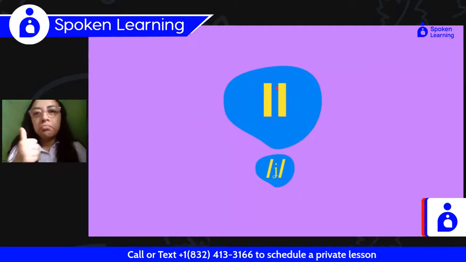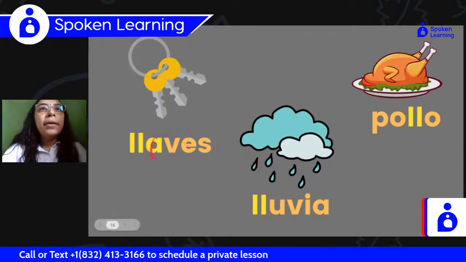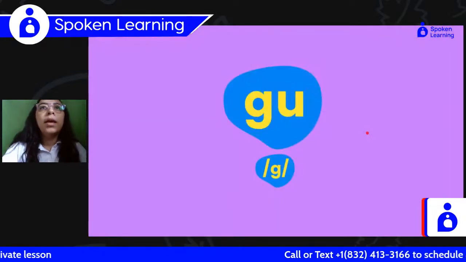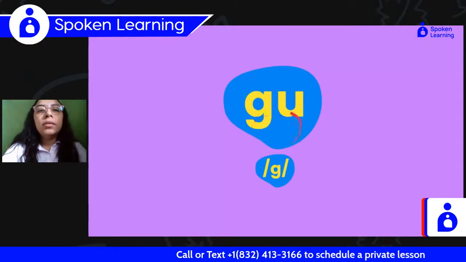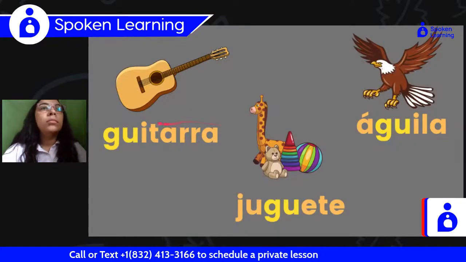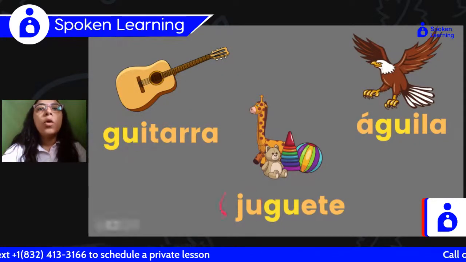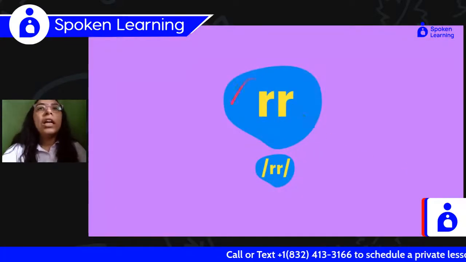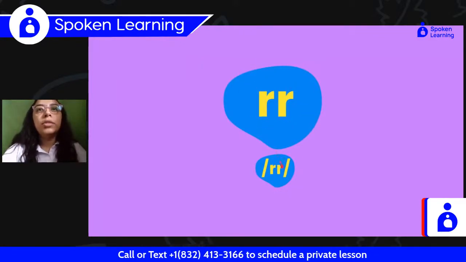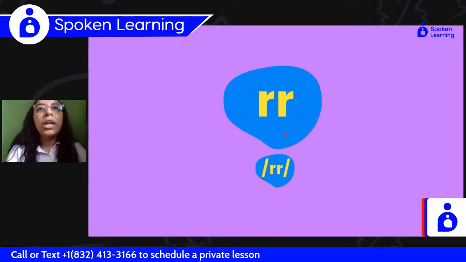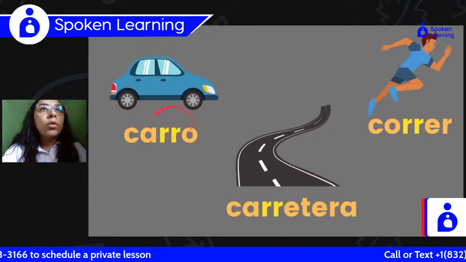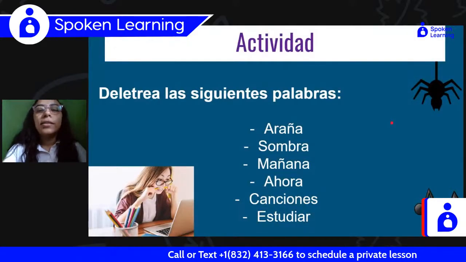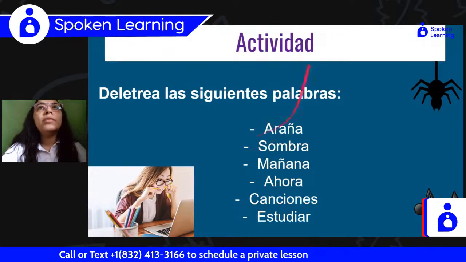Ll, it's a really good one. Llaves, lluvia, pollo. G, g. This is going to be along with vowels again. So, guitarra, juguete, águila. R, this is a double R. Remember, it's stronger. Make your tongue vibrate, as I told you. Carro, carretera, correr.